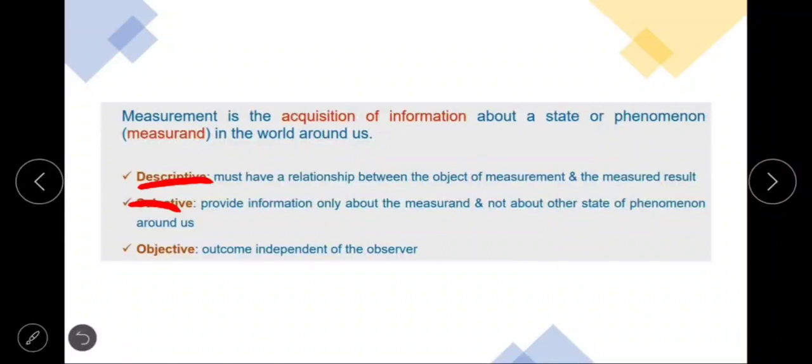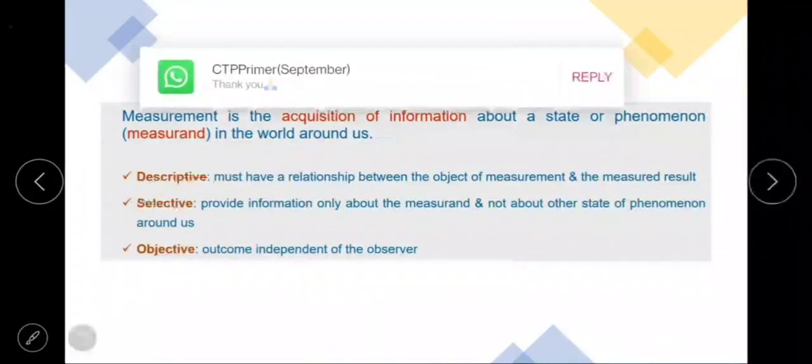The third thing is that it should be objective. So it should be user independent, so it can be used by anyone. It should not be a user specific thing. It can be used either by a specialist or by a normal man. So these are the three conditions that the measurement should satisfy. I hope it is clear with the help of some examples.